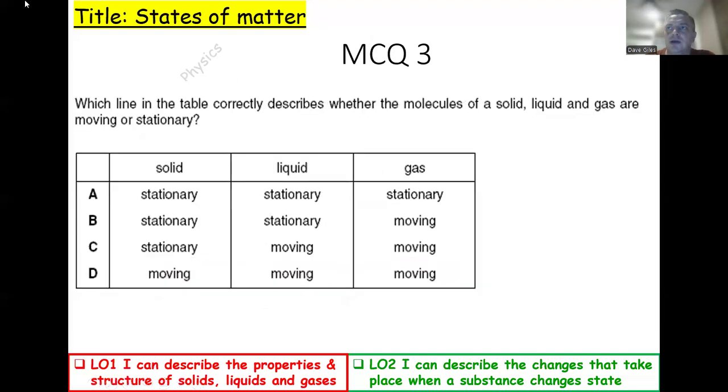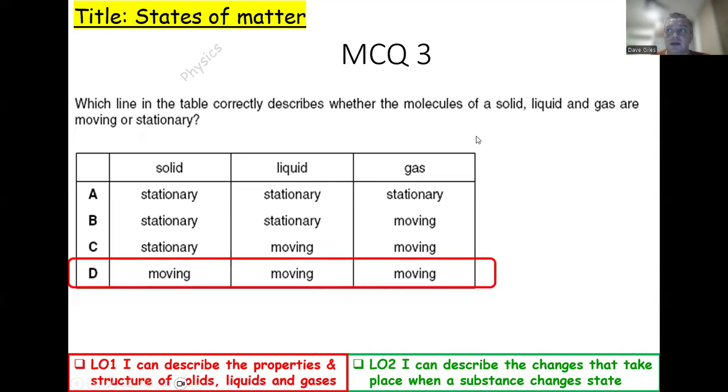Okay, next question. Which line in the table correctly describes whether the molecules of a solid, liquid, and gas are moving or stationary? Now, even though we've talked about solids having a fixed shape, they do vibrate about a fixed position. So the particles, unless they're at absolute zero, which is the lowest temperature possible, are always moving. So the answer is D.